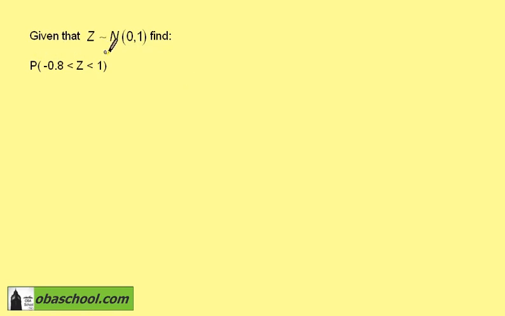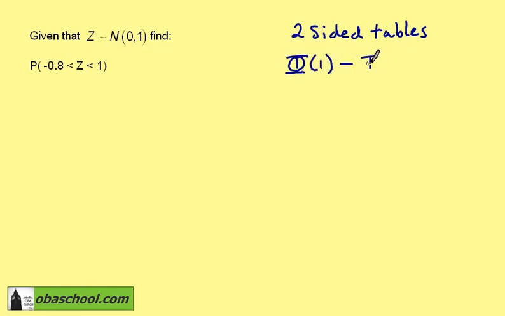Given the standard normal, we want to find the probability that z is between minus 0.8 and 1. If you are supplied with two-sided tables, this really is a straightforward example for you to do. You can simply do phi of 1 take away phi of minus 0.8 and read off the answer.